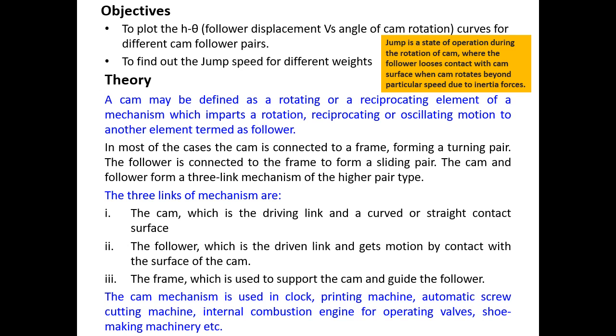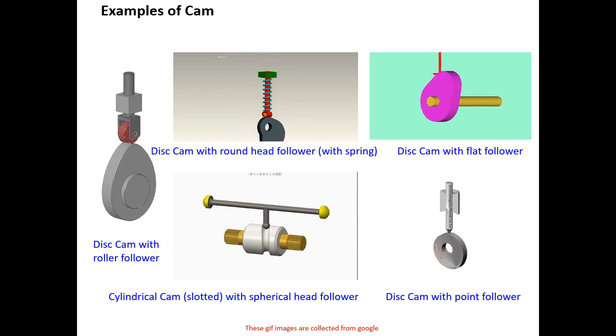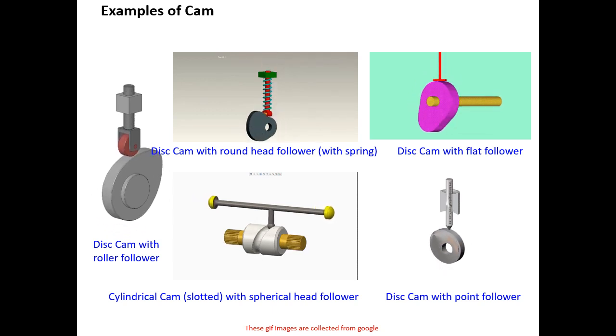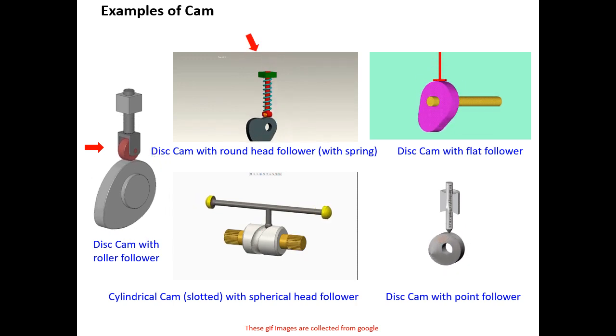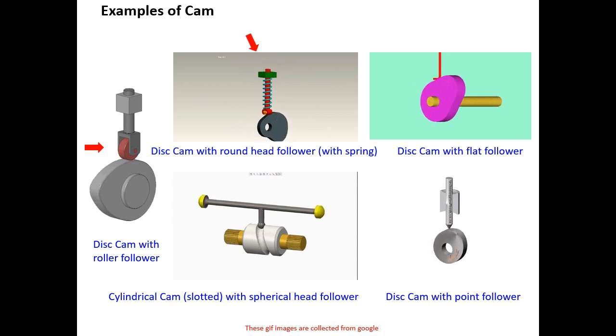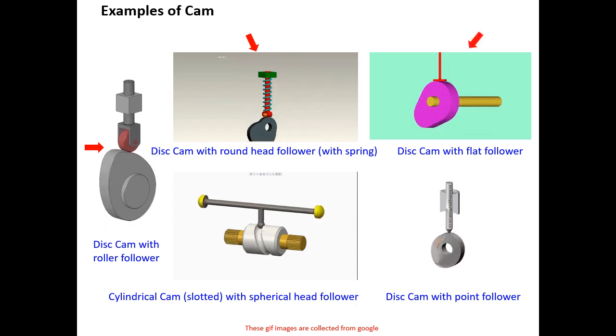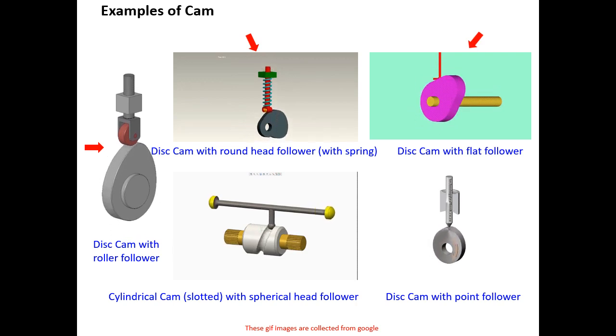Now before starting the experimental setup description, we again look into that what is the cam use or which type of cam in general is seen in the industry. Let's see in the next slide. Now here in this slide you can see this is the disc cam with a roller follower. This is another disc cam which is the round head follower, and here in the follower you will find a spring. In this particular cam again this is the disc cam but with a flat follower.